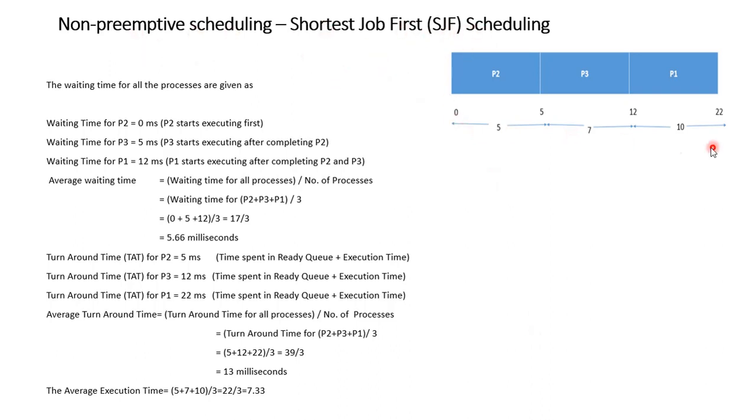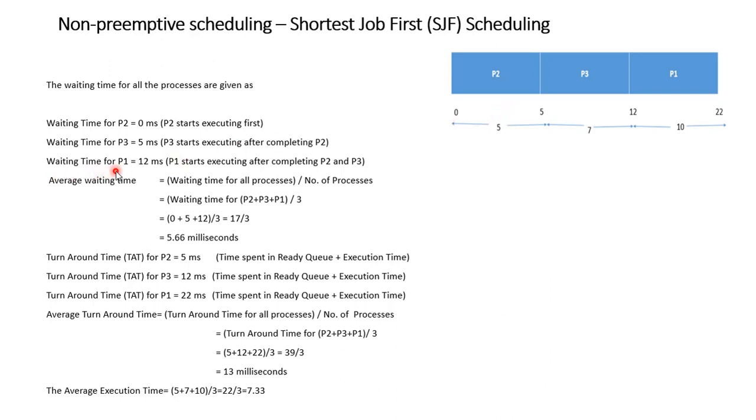So the same figure is put here also for your reference when you are calculating the average execution time and average turnaround time. First we will calculate the waiting time for all the processes, as explained earlier. Waiting time for P2 is 0 millisecond because P2 starts executing first. Waiting time for P3 is 5 millisecond because P3 starts executing after completing P2, right? And P2 has the execution time of 5 millisecond.